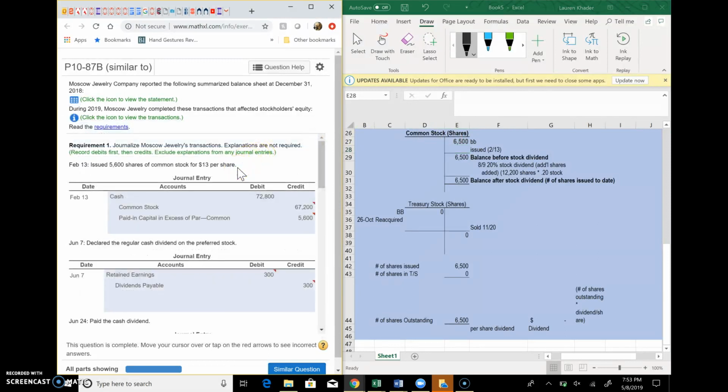Because there's so much going into and out of the treasury and common stock account, it's best to just use the T accounts, because then you can keep track step by step as shares are issued and then reacquired, etc. So February 13th, in this particular case, they issued 5,600 shares. So when you issue shares, you increase the number of shares outstanding.